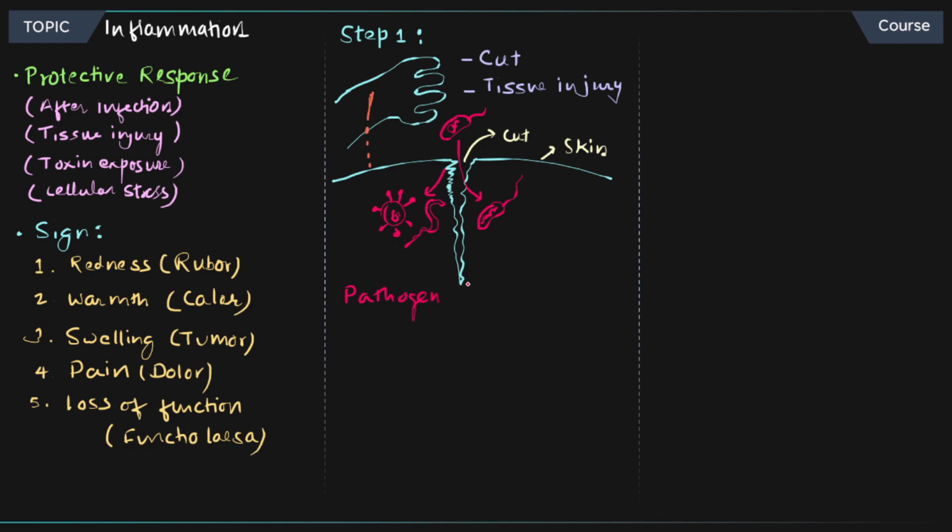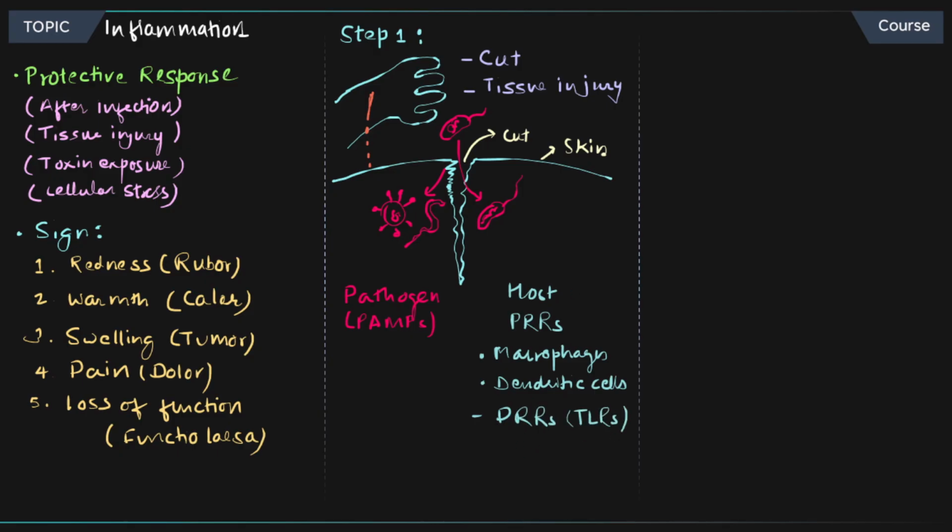These pathogens can have molecules called PAMPs, pathogen-associated molecular patterns, and the host will have PRRs, pattern recognition receptors. They will bind with PAMPs. An example of pattern recognition receptors is the different TLRs. They are present on macrophages and also on dendritic cells. On the other side, on the microbe side, you have PAMPs. You have different molecules associated with microbes.